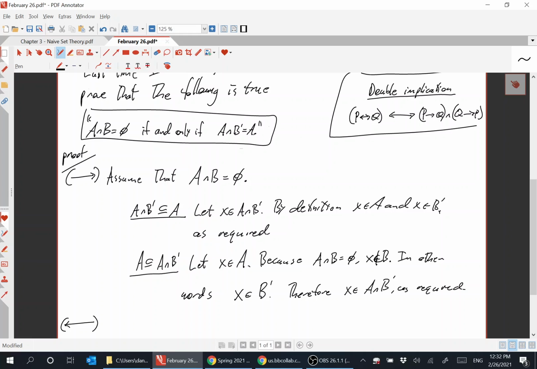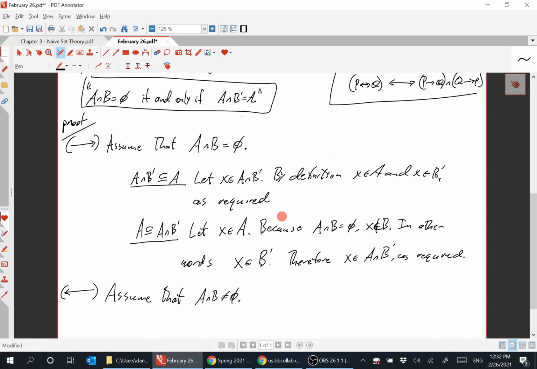Okay, so assume P is not true. That A intersection B is not the empty set. Assume that A intersection B is not the empty set, and then we're going to show that these two sets are not the same. All right, so this is by contrapositive. And we'll do it directly as well.